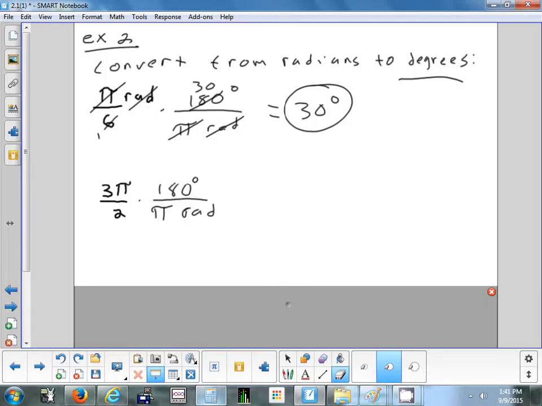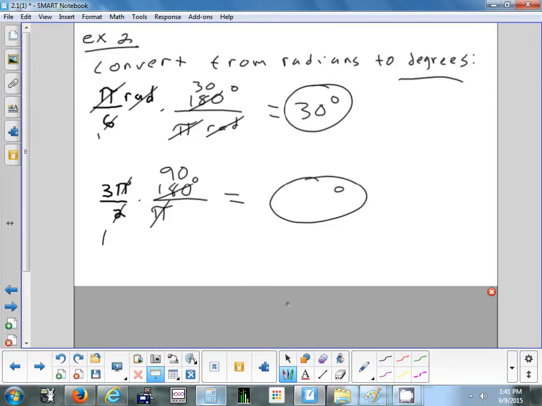We've got to get used to just not seeing it. Pi's are gone. Anything else I want to reduce before I multiply? 2 into 180. And what am I left with for my final answer? 270. Good. 3 times 90. Very simple problems as long as you know how to convert.